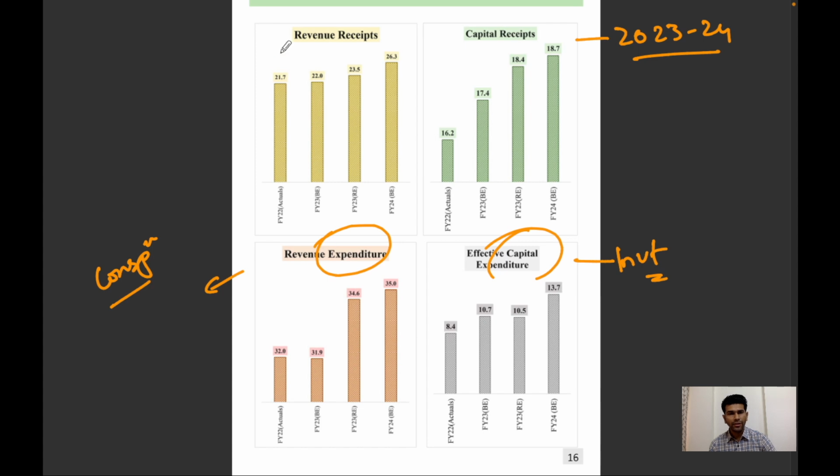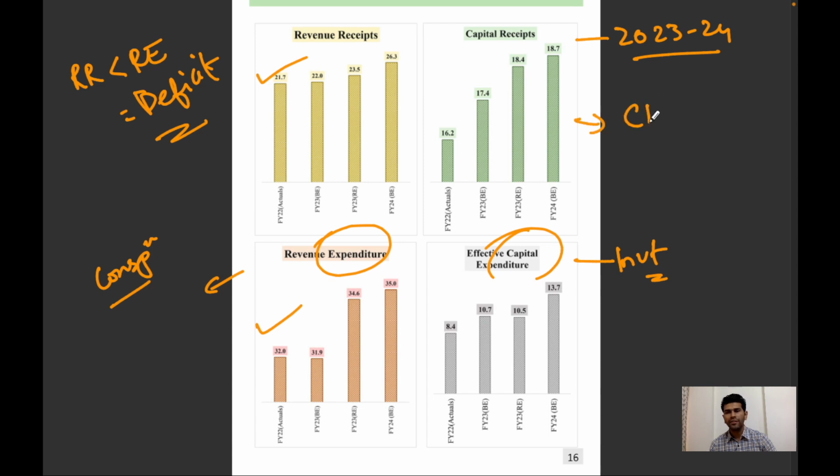We can see that revenue receipts are less than revenue expenditures. It means there is a deficit in the budget. Similarly, capital receipts are greater than capital expenditures, so there is a surplus budget. Here you can see expected expenses versus real expenses, and capital receipts expected versus actual.